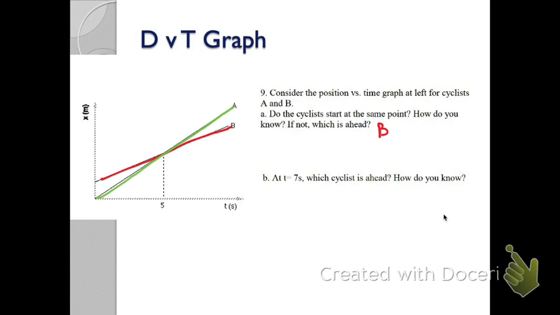So at 7 seconds, which cyclist is ahead, right? I'd probably put 7 seconds somewhere around there. Okay, so which cyclist is ahead at 7 seconds? Which one? What do you think, Cora? A. How do we know it? Yeah, A's displacement, right? If I go look at the displacement of A compared to the displacement of B, right? A's displacement is greater. So A is farther ahead at that point. If I asked you, at what time are the cyclists at the same point, what would you say? 5 seconds, right? Because that's where the lines intersect.